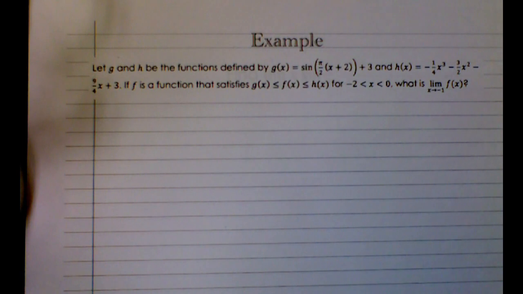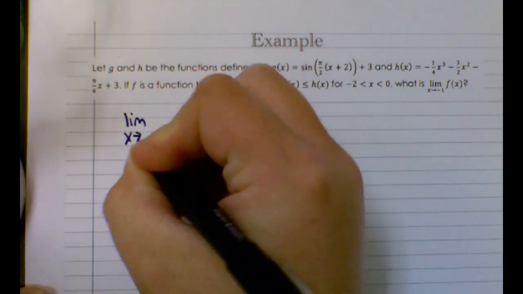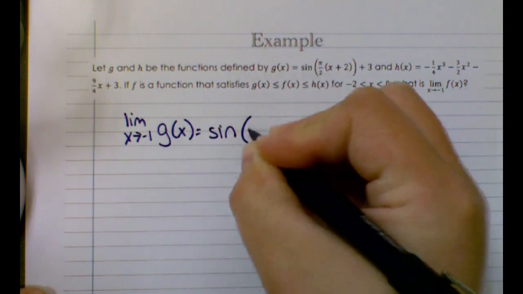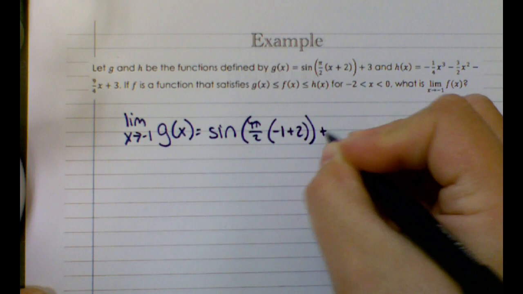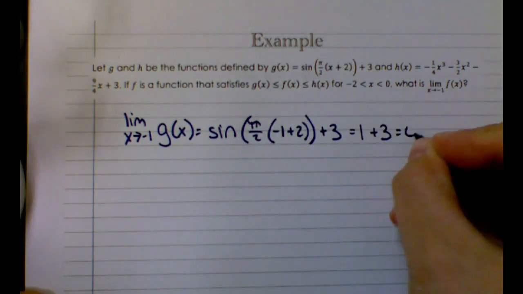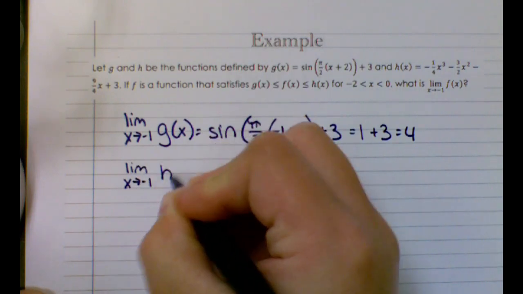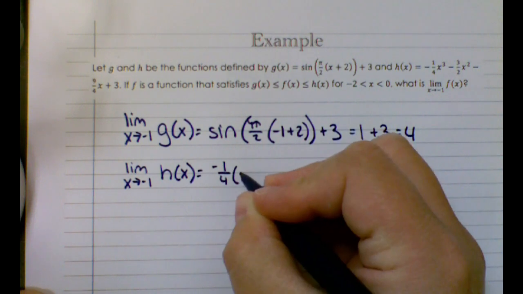All right, g and h are defined here. F is in between them. What is the limit as x approaches negative 1 of f of x? Just like the others, we'll take the limit as x approaches negative 1 of g of x, which is sine of pi over 2 times negative 1 plus 2 plus 3, which is the sine of pi over 2, which is 1, plus 3 gives me 4. And then we need the limit as x approaches negative 1 of h of x, and we'll just use direct substitution again.